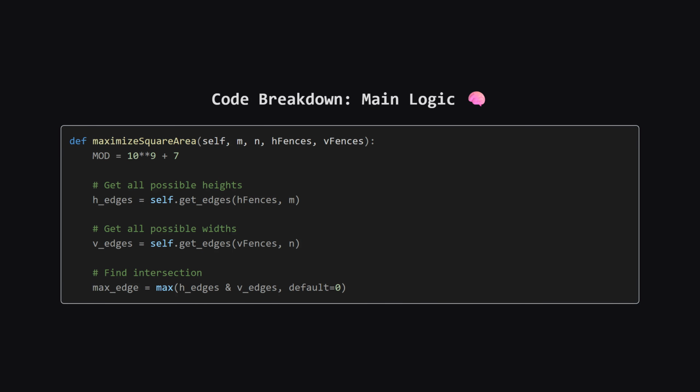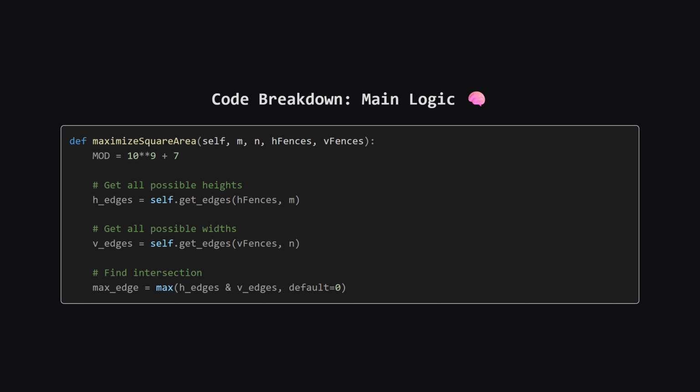We define our modulo constant first, because the answer can be huge. Then, we simply call our helper function twice. First, pass the horizontal fences and the row limit m to get all possible heights. Second, pass the vertical fences and the column limit n to get all possible widths.